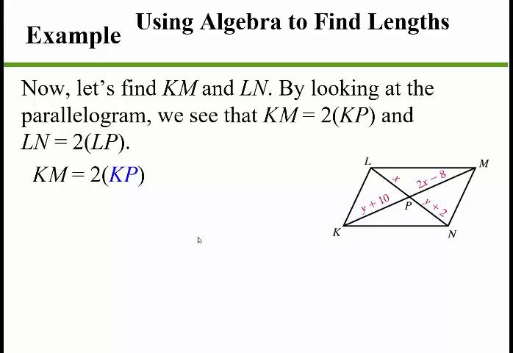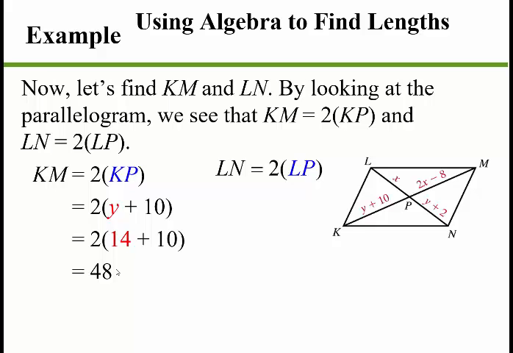So KM is equal to 2 KP. Well, KP is y plus 10. Well, we know y is 14. So it's 2 times 14 plus 10. Well, 2 times 24 gets me 48. And then it's the same thing on the other side. Well, LP is just equal to x. Well, I know x is 16, so 2 times 16 gets me 32.